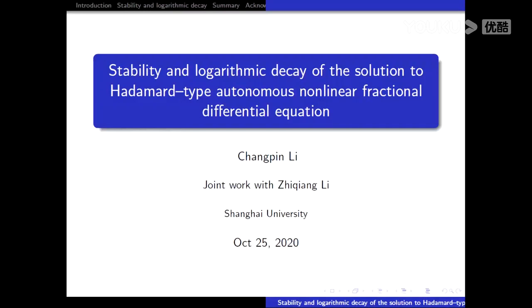Hello, everybody. In this talk, we show the stability and the logarithmic decay of the solution to Hadamard type autonomous nonlinear fractional differential equation. This is a joint work with my PhD student Changping Li.